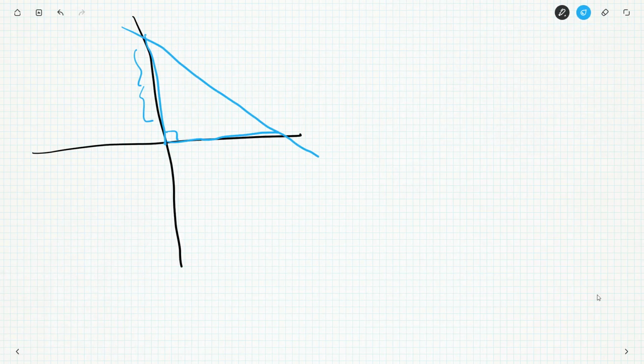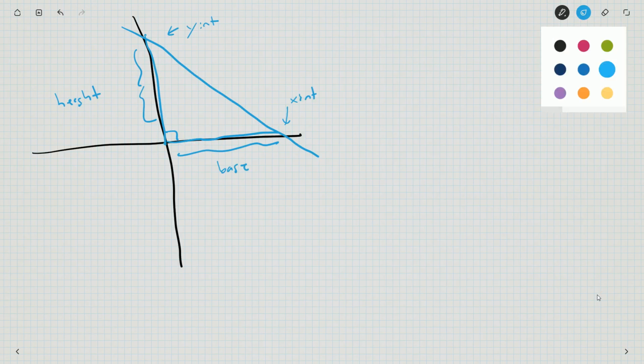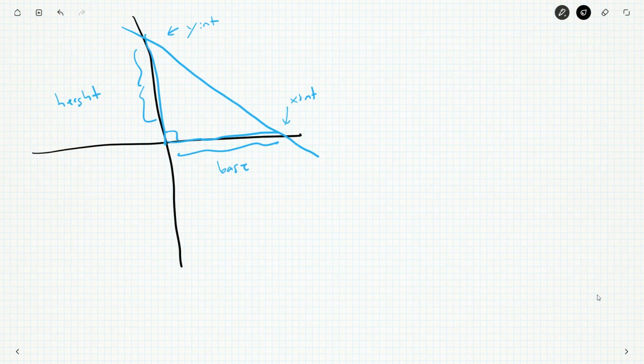So if we knew the height, which will end up being the y-intercept, and the x-intercept will give us the base, we can really quickly get the area of this triangle. Because it's going to be a right angle triangle, the base and the height are quite clearly the legs, and 1/2 base times height is the very common triangle area formula.